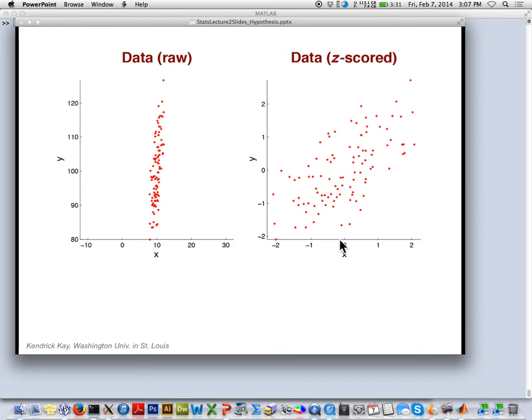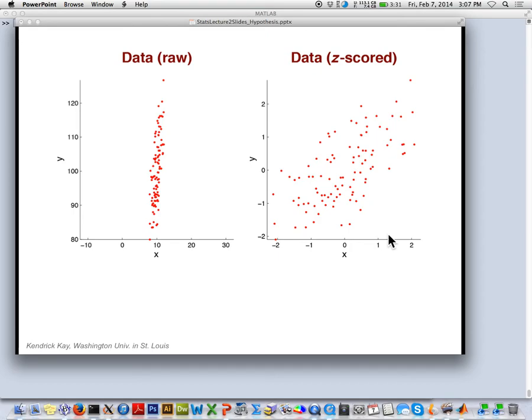Also, after z-scoring, not only is the mean 0, the standard deviation of the points after z-scoring will be exactly 1. And you can see by eye that it looks roughly true. That the average squared deviation is about 1, if by that phrase you mean standard deviation. Okay.